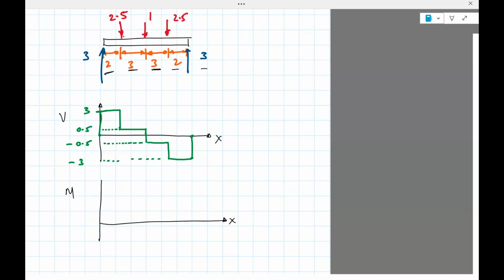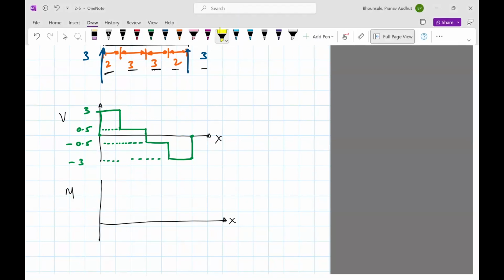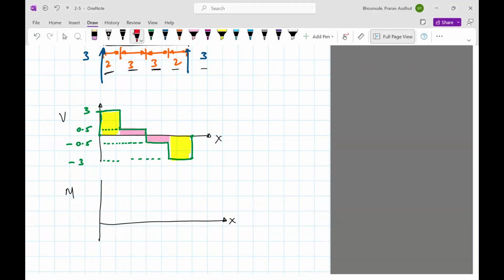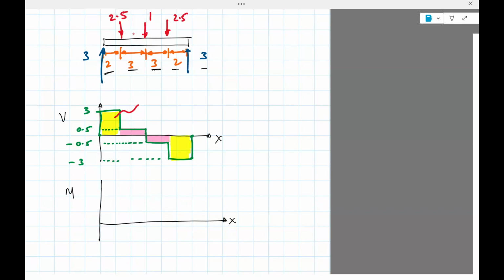Okay, so for the bending moment diagram, we just use the shear force diagram. It's much easier than trying to write equations for individual sections. So we need the area, all these areas. Okay, so we can compute those areas. So this is going to be, height is 3, width is 2. So 3 times 2 is 6. For this one, we have 0.5 as height, and 3 as the width. So 1.5. This is clearly the same as that, with minus sign, and this one is the same as the top one with minus sign.